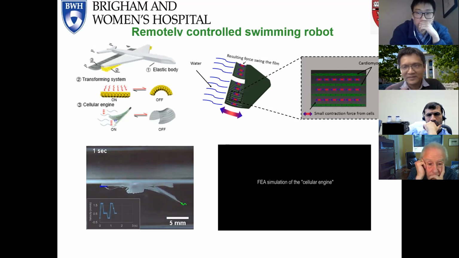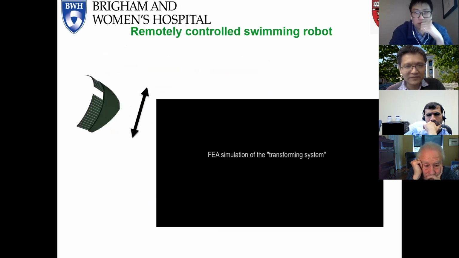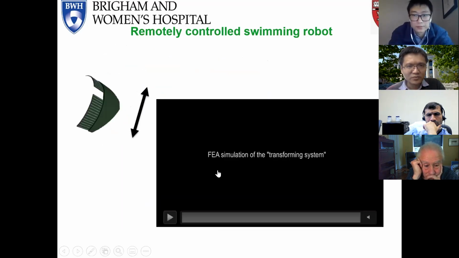Okay, so that means the cellular engine is on. So how do we turn it off, or how do we make it turn left or right? To do that, we're adding another layer of mechanism.